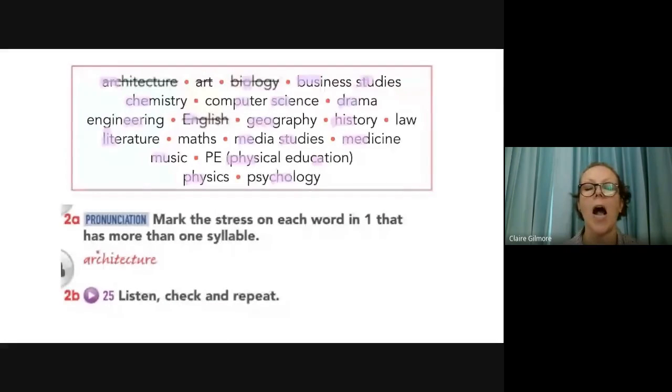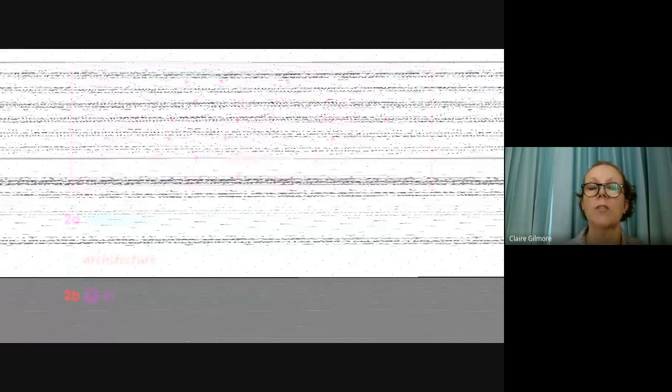Architecture. So I would like you to read through the words that are in the box. Now do count the words that have been crossed out. They were from the previous exercise. So you're looking at art, biology, and so on. I'd like you to look through those.